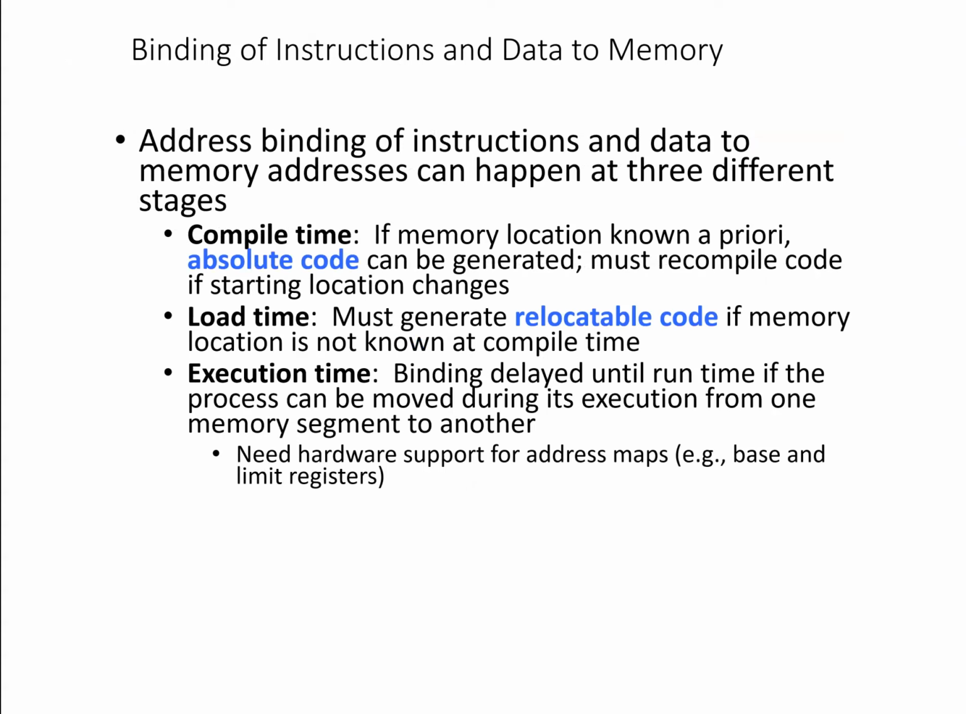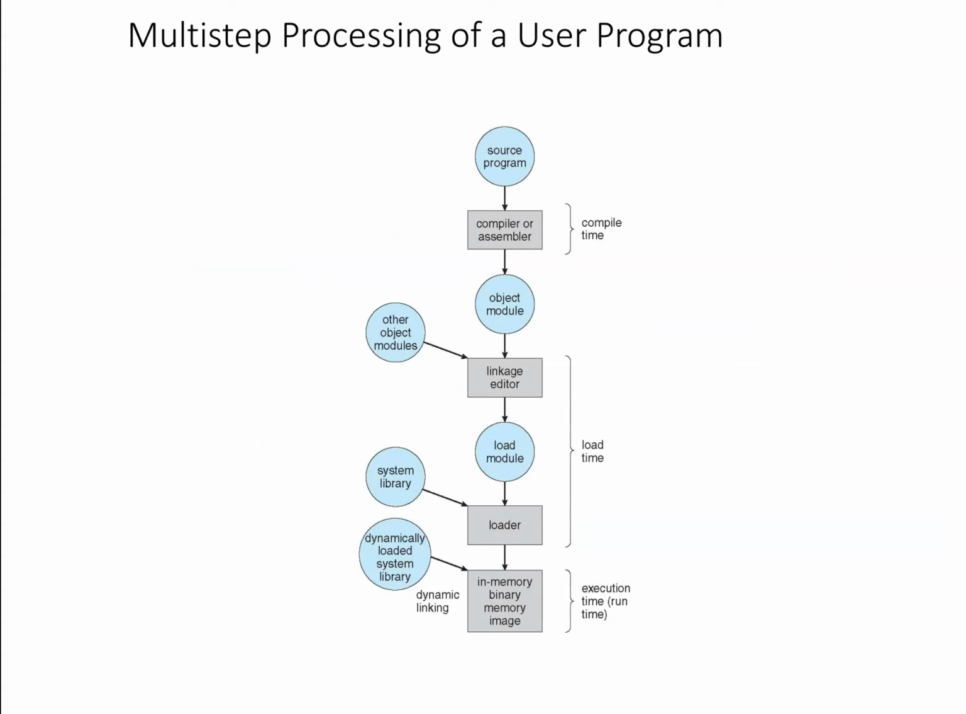Address binding of instructions and data to memory addresses can happen at 3 different stages. At compile time, if the memory location is known beforehand, absolute code can be generated. If memory locations change, you have to recompile your code. Load time is another option. We can generate relocatable code if the memory location is not known at compile time. And execution time: binding is delayed until runtime, and if the process can be moved, it might be moved from one segment to another. For this, we'll need hardware support, such as base and limit registers and other alternatives.